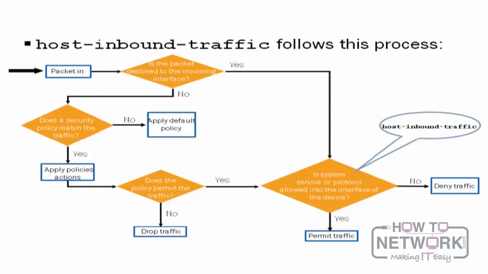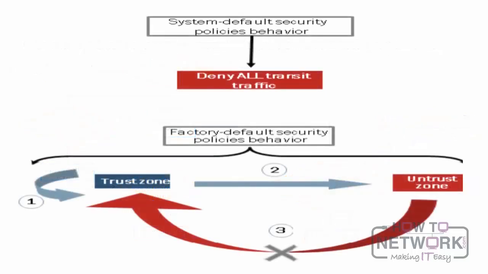This flowchart here illustrates the order of packet examination. When the device receives traffic destined to itself, it first examines whether the destination of the traffic is the incoming interface. If it is, it skips the policy examination altogether. Otherwise, the corresponding security policies evaluate the traffic. If no policy match exists for the traffic, the default policy action applies.